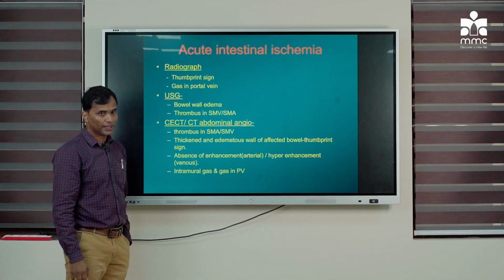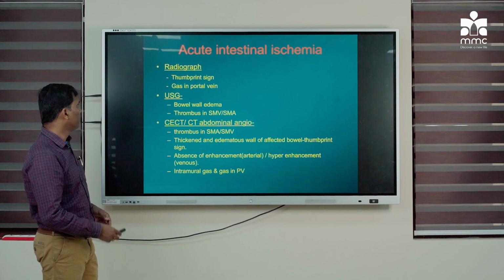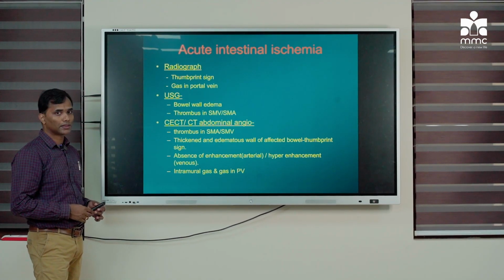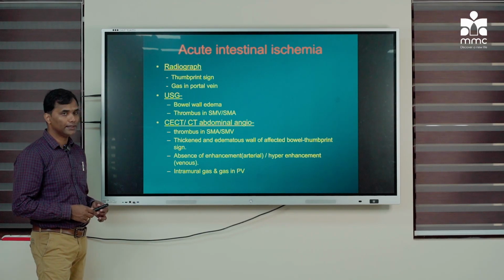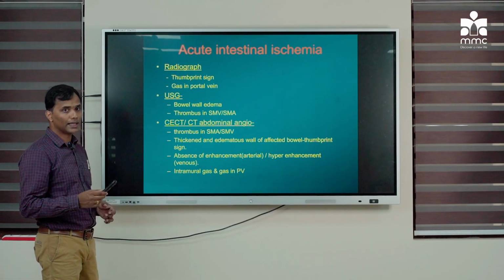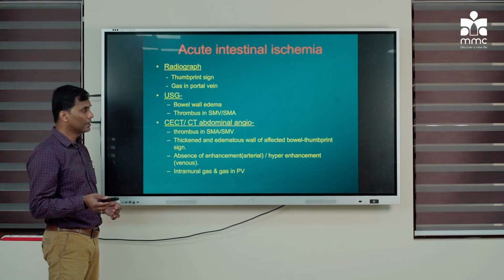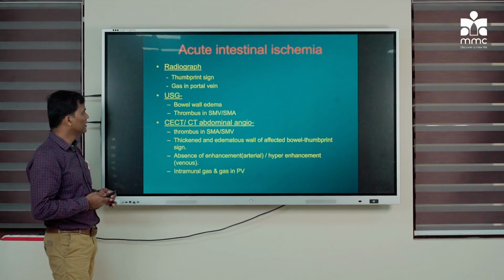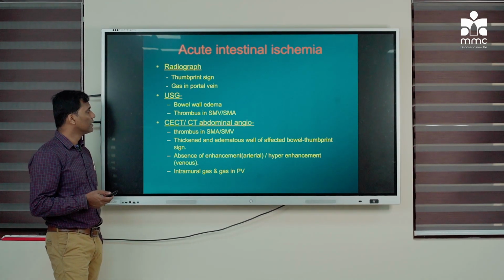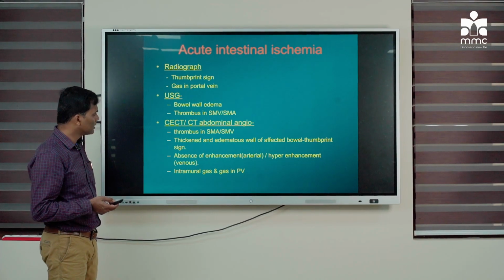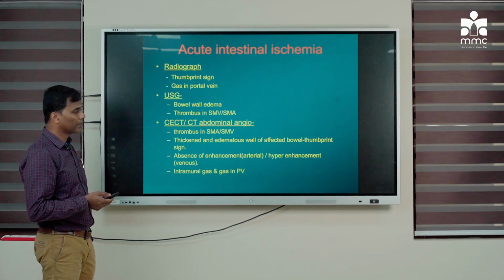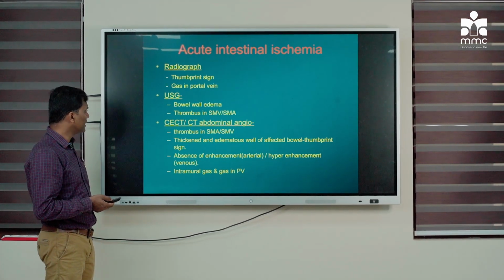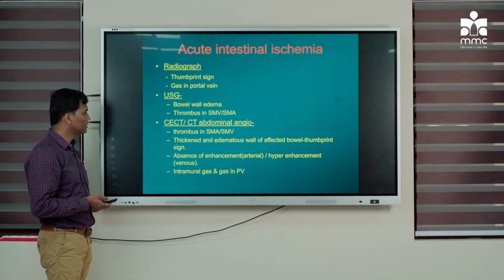The next broad category is intestinal ischemia. On radiograph there are a few signs; a classical sign is called the thumbprint sign, and you may get gas in the portal vein because of the ischemia. The gas may go into the portal vein from the bowel. USG may show bowel wall edema and thrombus in the SMA and SMV, but it has a limitation: if bowel air is there, it will be difficult to visualize these vessels. CT with CT abdominal angio is the answer.